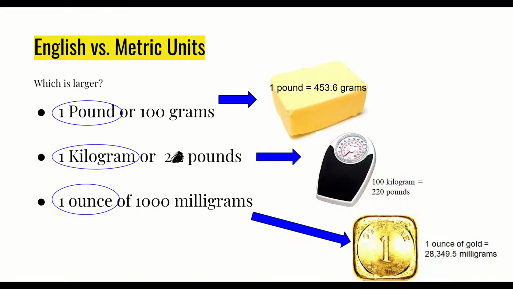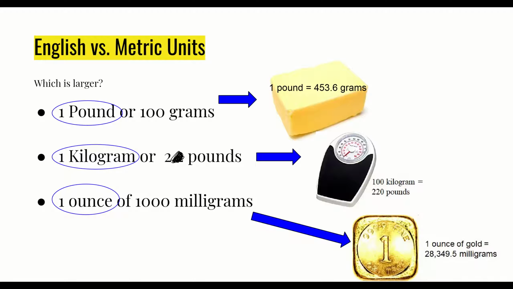So looking at this, we have either the option of 1 pound or 100 grams. The correct answer being 1 pound, as we find that 1 pound is equal to 453.6 grams, which is a huge difference. So 1 pound is going to be far greater than grams, and that's actually why, as we'll talk about later, we don't use grams as our official unit. We actually use the kilogram.